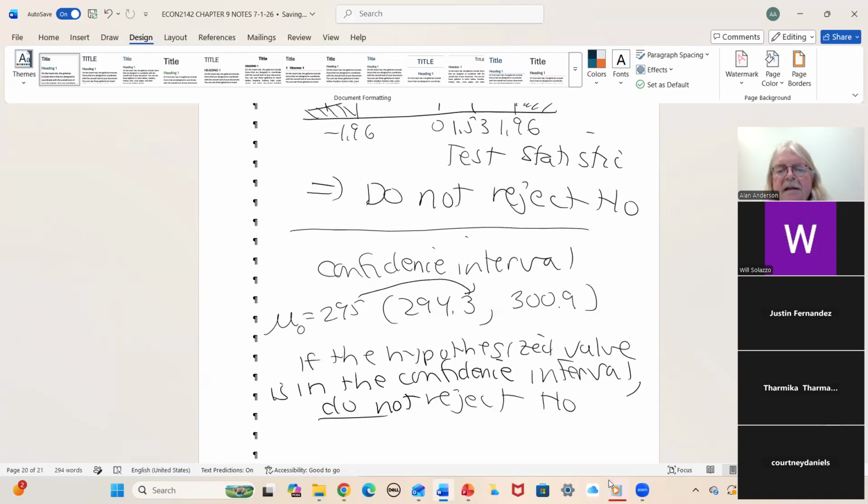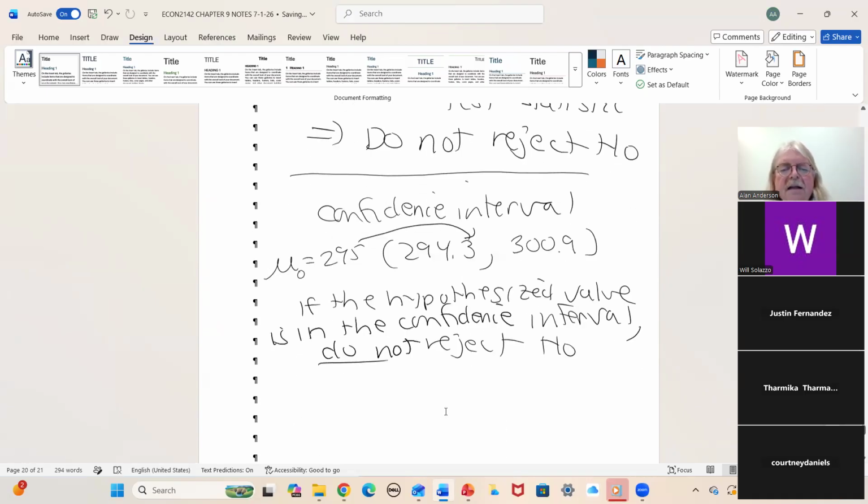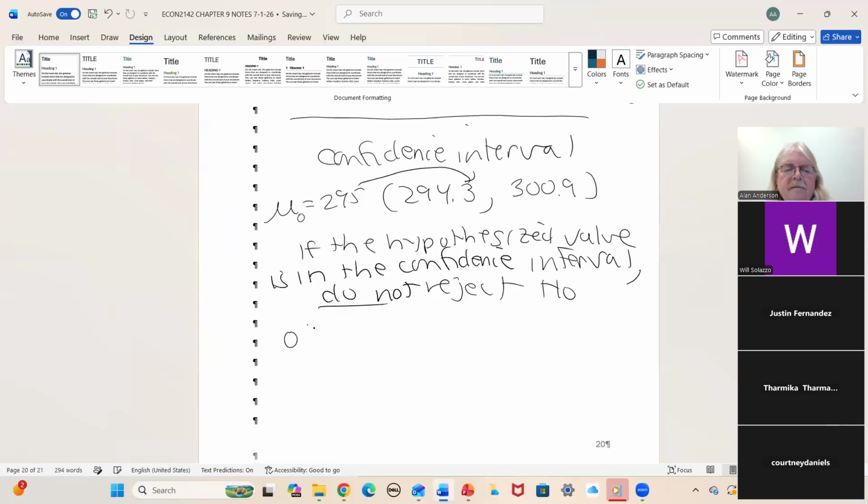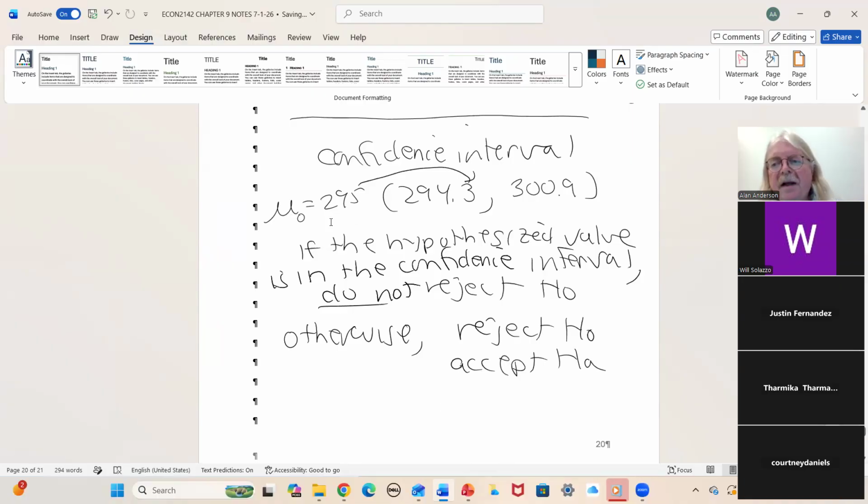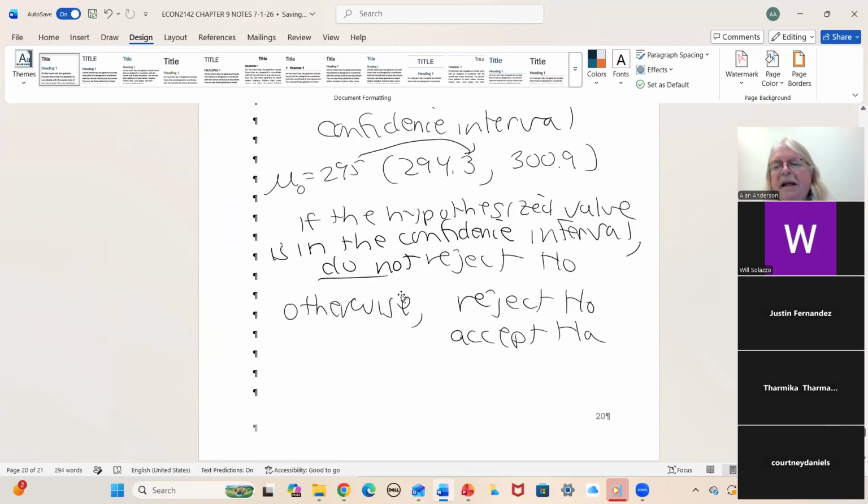Now, obviously, that means that if the hypothesized value is not in the interval, then we reject the null and accept the alternative. So if, let's say, the hypothesized value had been 290 or something, we would have been able to reject the null. But that didn't happen. And so again, this has to be consistent with the two hypothesis tests that we did, once with the p-value and once with the critical value. They can't disagree with each other.